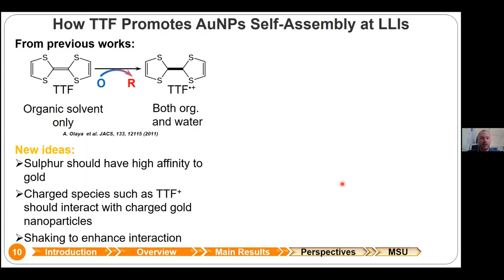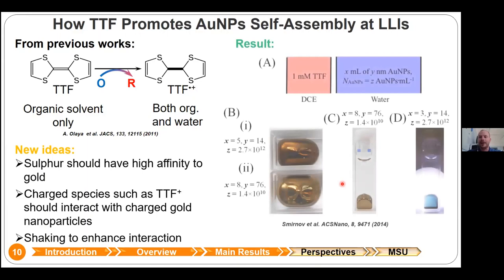So we added some shaking and got something like this. We used one millimolar of TTF in DCE, so DCE is dichloroethane. We used the water solution of gold nanoparticles, shook them together, and surprisingly, we saw a very nice liquid film placed around the drop of organic solvent. If we use big nanoparticles, we have a mirroring effect. If we use small nanoparticles, we have a filtering effect. There is a small video.